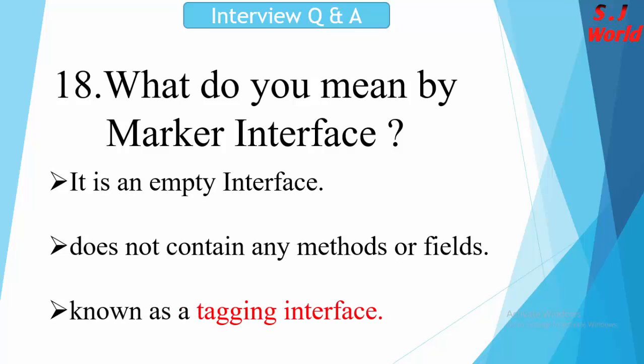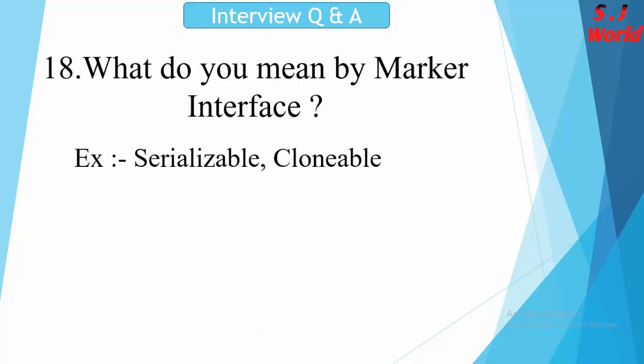Could you please tell me an example of a marker interface? So we can say that Serializable and Cloneable are examples of marker interfaces. As I told earlier, Serializable is an interface for achieving serialization. Then what is Cloneable? You should know about Cloneable also. Cloneable is an interface which is used to make an extra copy of an object.